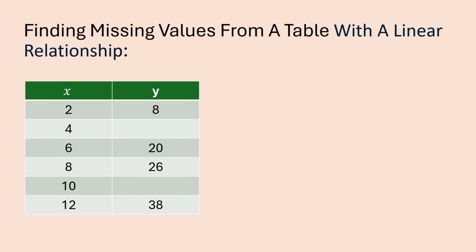Finding missing values from a table with a linear relationship. Here we can see the table, but two y values are missing. We notice that the difference in the x values is 2. The given x values are 2, 4, 6, 8, 10 and 12, each increasing by 2. Now let's look at the y values. The difference between consecutive y values is 6.